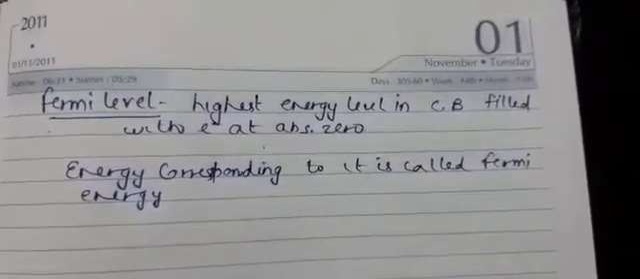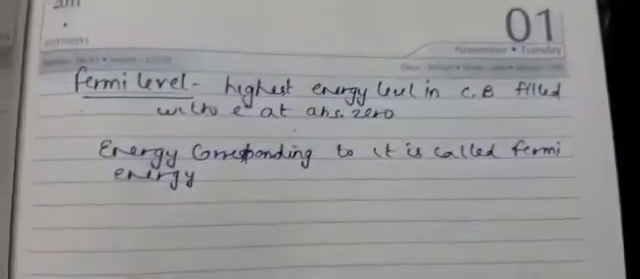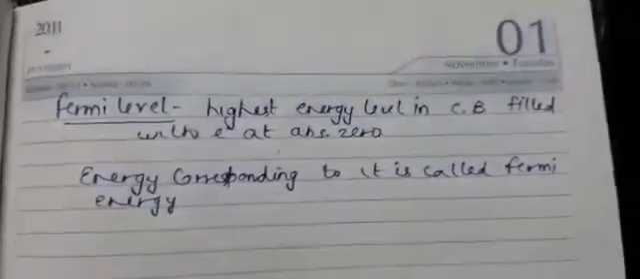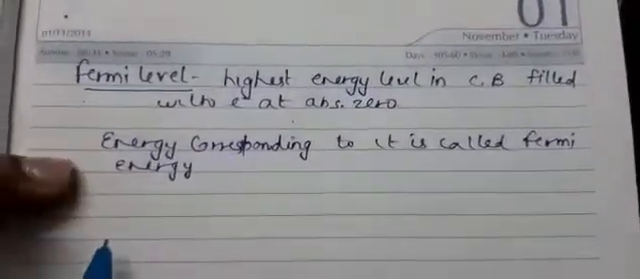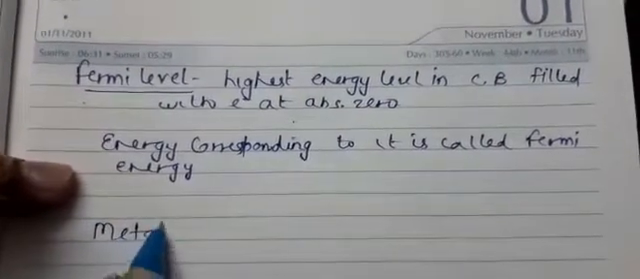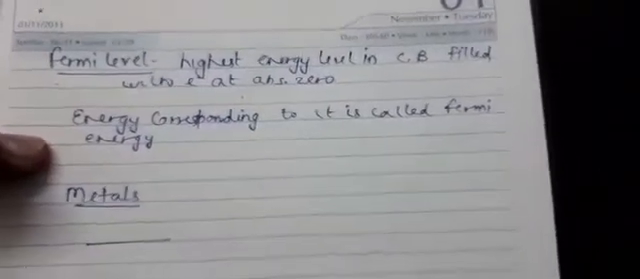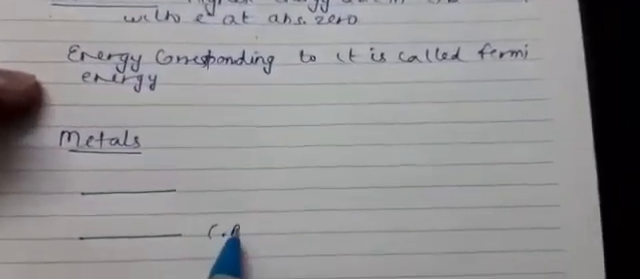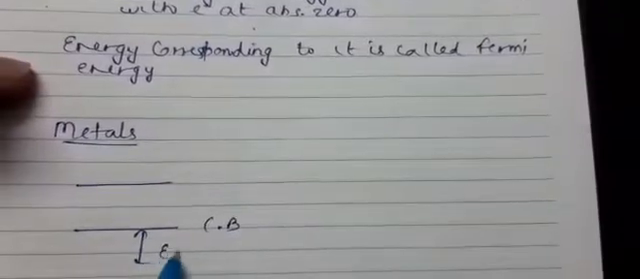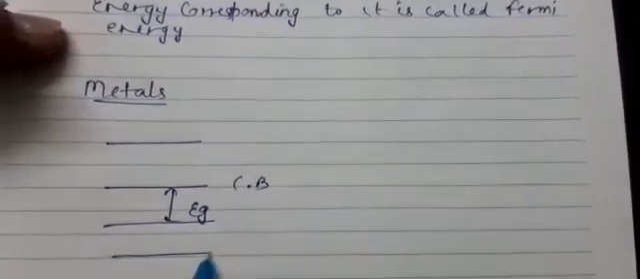Now here we will discuss the differentiation between conductors, insulators and semiconductors on the basis of band diagram. First of all, we will draw this band diagram for metals. If we take metals, this is the conduction band, this is the band gap energy, or you can say forbidden gap, and this is the valence band.